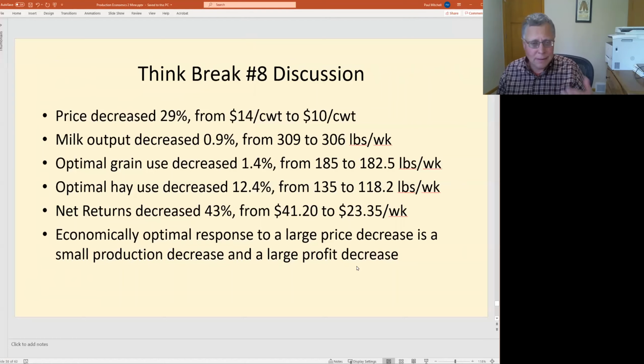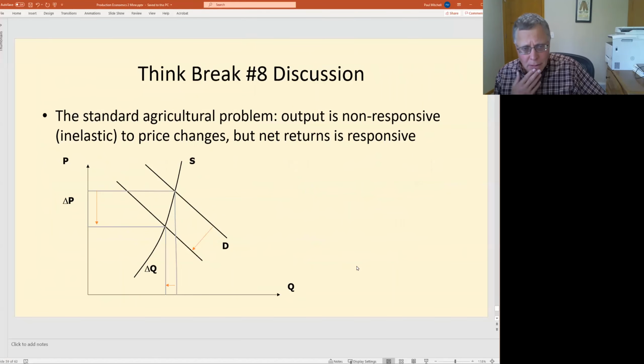This happens all the time in corn, happens in soybeans, and all the other crops, happens in livestock all the time. The market price changes, but the farmer's response is fairly non-responsive. Output is non-responsive, or what we call inelastic to price changes, but net return is responsive. So here's an example. The supply curve is the same. That's what you're on, but there's been a big price collapse.